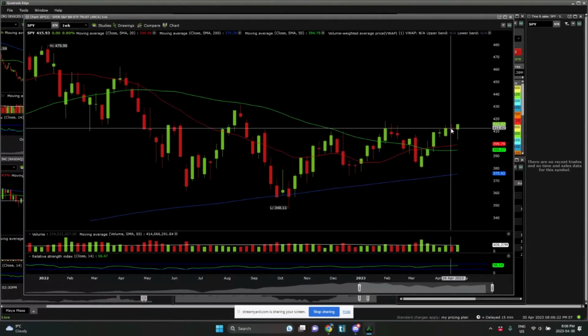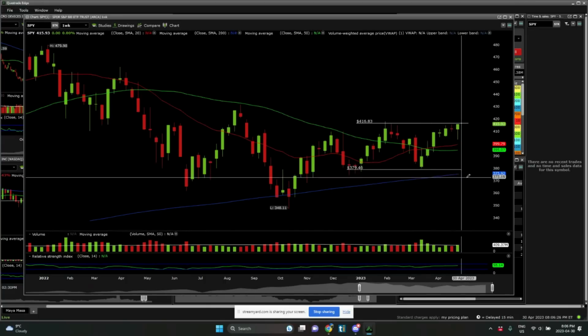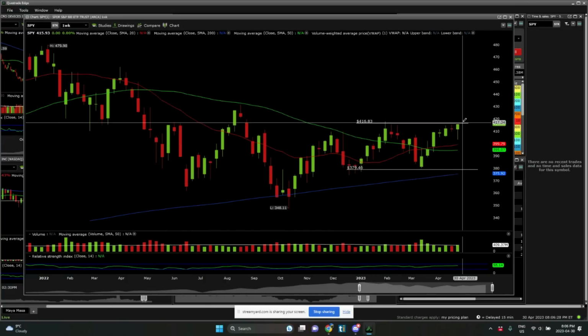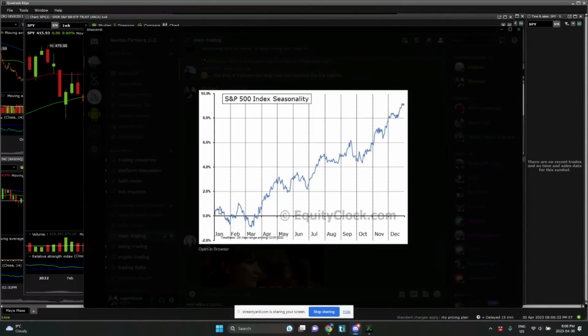March, April. So up to here, there's resistance. Okay, so it's been range bound. So seasonality, January to March, it was range bound, and then April, the seasonality broke out, right? But in May, it's showing that a big pullback is coming. Look at what May is showing. All right, that's the seasonality.